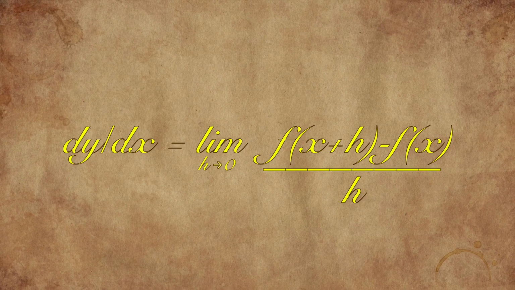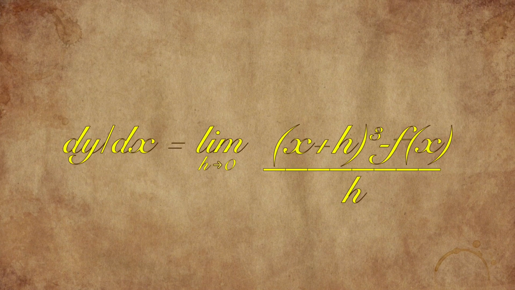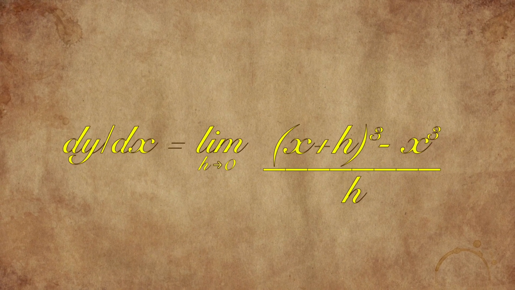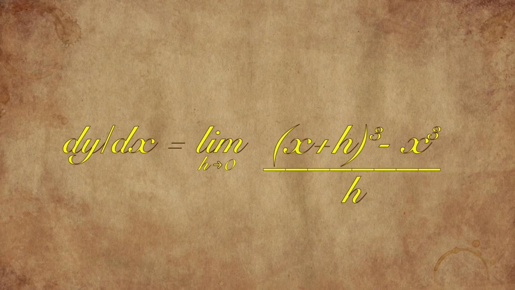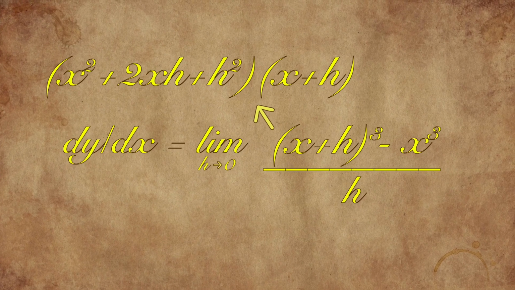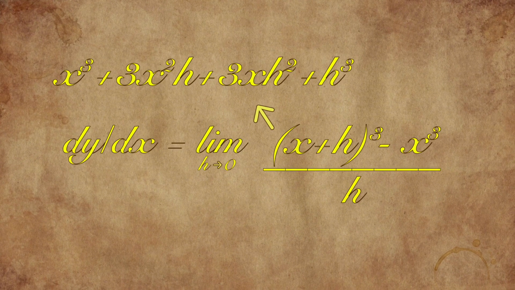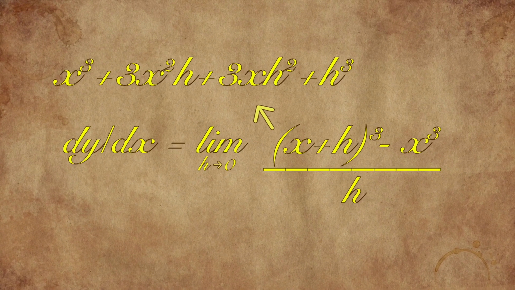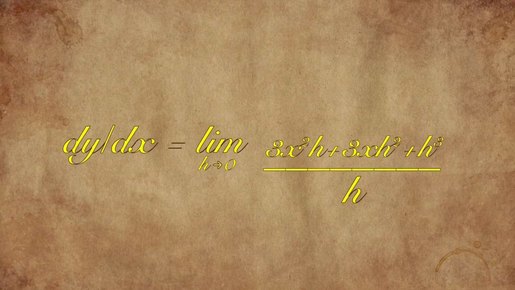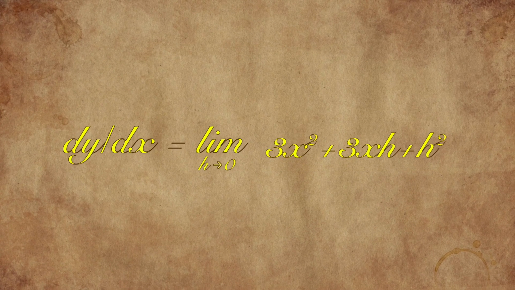We can swap f of x plus h with x plus h cubed, because the graph we had was of x cubed, and f of x could be swapped with x cubed. And then we can expand the left part to get that, expand it further to get that, and put it back into the equation. The x cubed terms cancel out, so we end up with 3x squared h plus 3x h squared plus h cubed over h. Then we can cancel out the h's, and we end up with this.